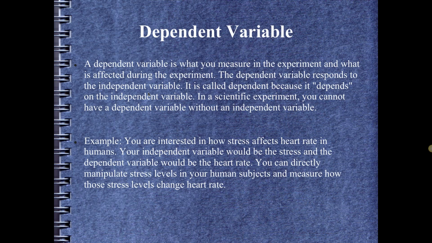So here's another example using the same stress. You're interested in how stress affects heart rate in humans. Your independent variable would be the stress. The dependent variable would be the heart rate. Again, why? Because we can manipulate stress directly in our subjects, and then we can measure how that stress changes the heart rate. Actually, if your doctor sends you for a stress test, that's exactly what they're doing. They're manipulating your heart rate by getting you on a treadmill and asking you to run. So in experiments or research, we do the same things.